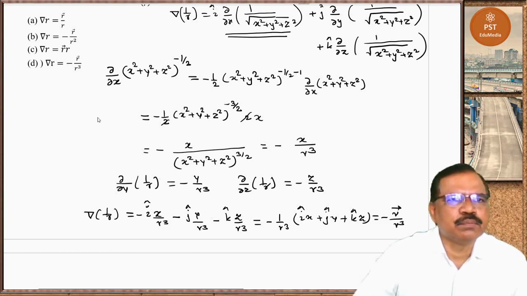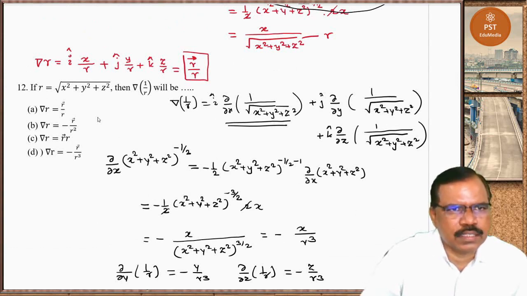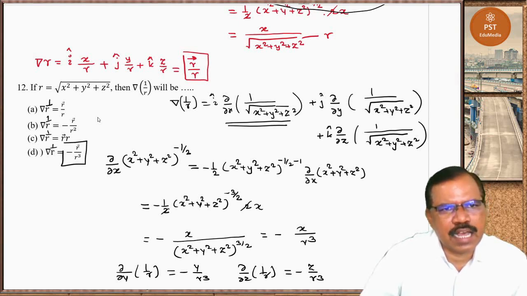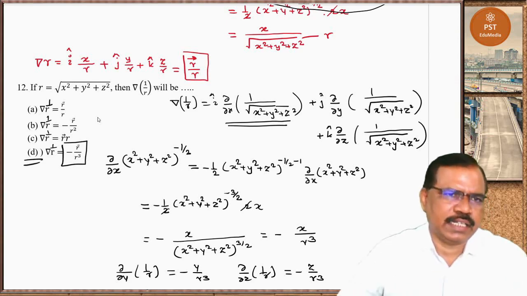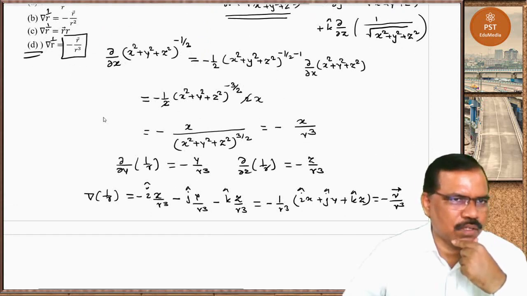So out of these 4 alternatives, actually here it must be del of 1 upon r, so it must be minus vector r upon r cube. So it is this last one.